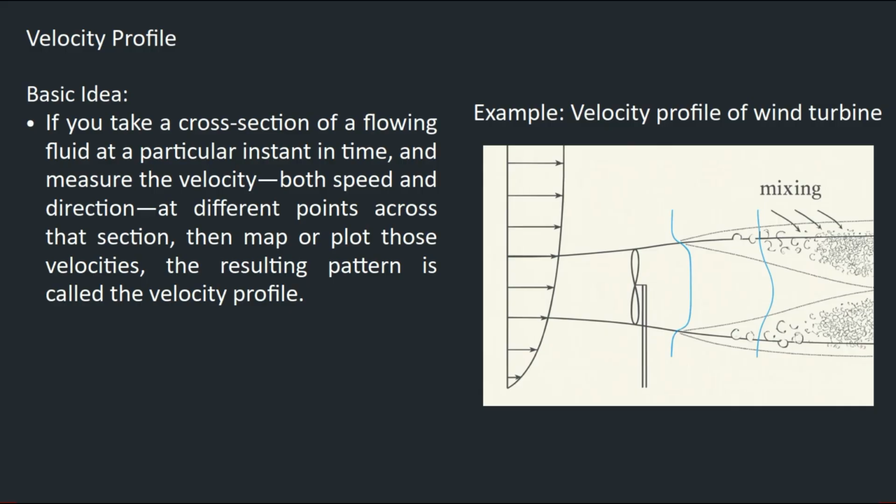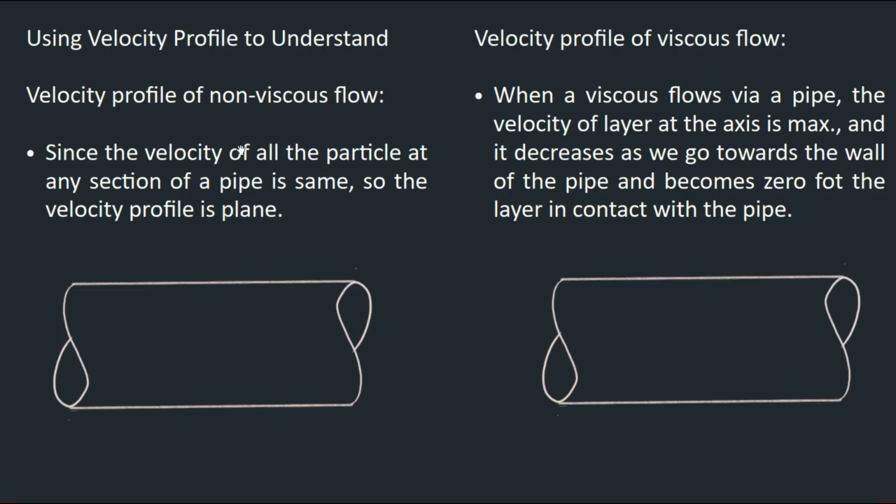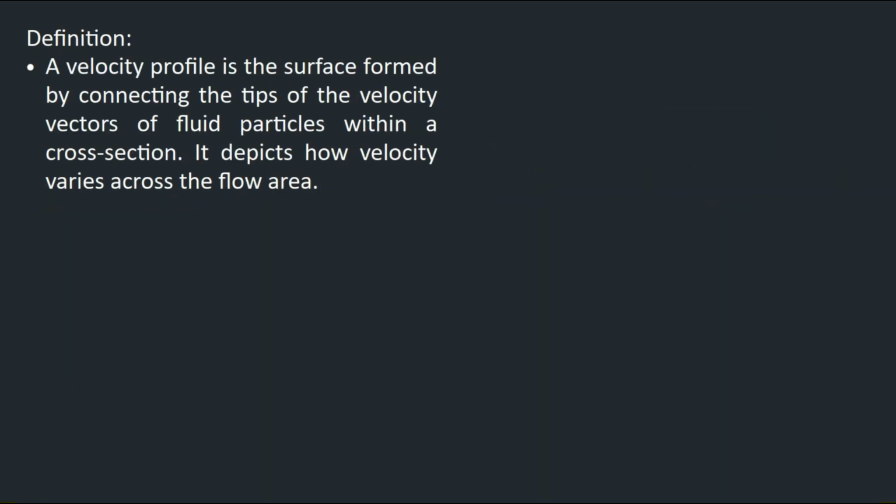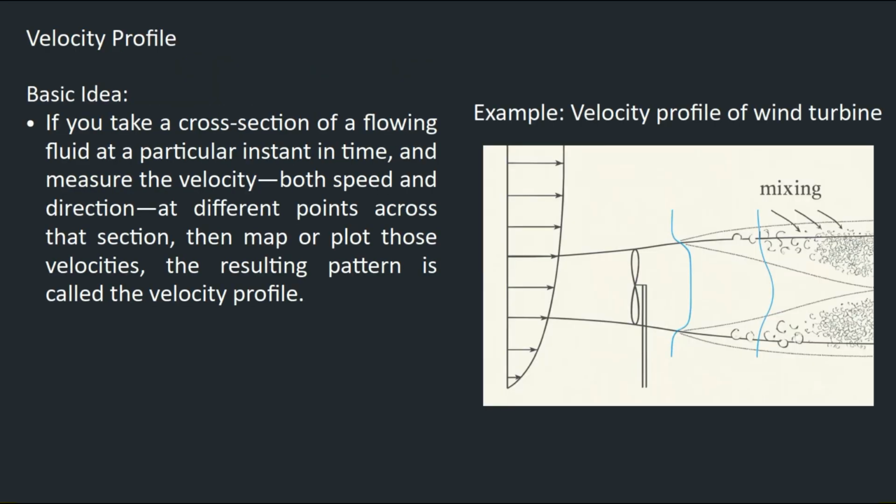Right. Yeah, we can't understand much about it as of now. So I will be showcasing this to you guys, using velocity profile to understand non-viscous flow and so on and so forth. So we'll be doing that. For now, I'll just define it and give you guys a brief idea. So as a definition, velocity profile is the surface formed by connecting the tips of the velocity vectors of fluid particles within a cross section. It depicts how velocity varies across the flow area. Okay. So that would be your velocity profile.